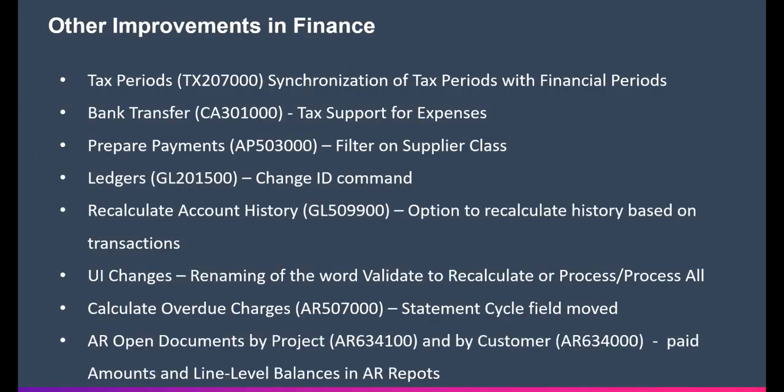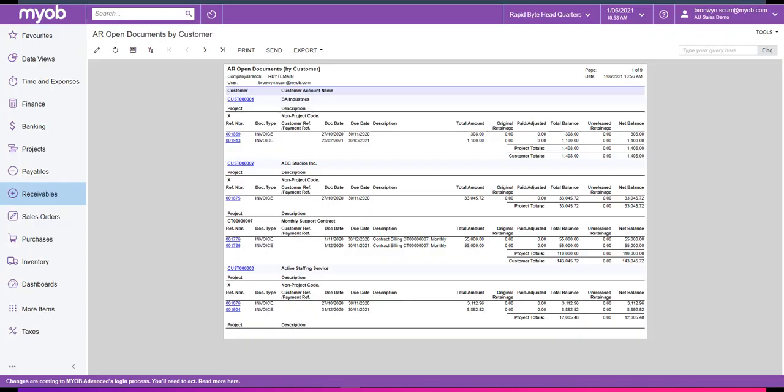Both the AR Open Documents by Project and by Customer Reports have been redesigned to display information as at the current business date and show amounts paid or applied. These reports are available in the Project Management and Construction workspace, as well as the Receivables workspace.